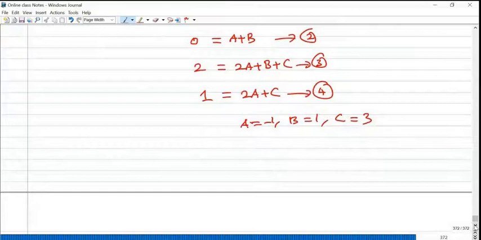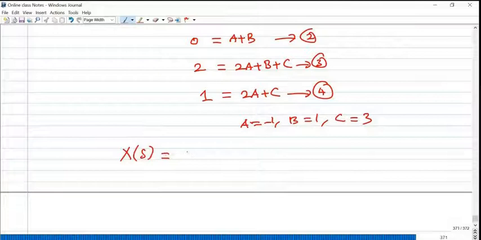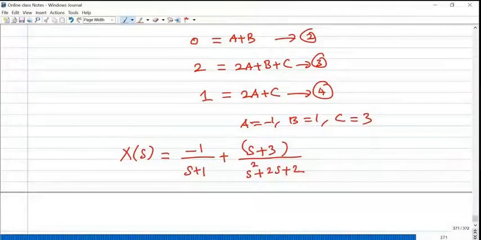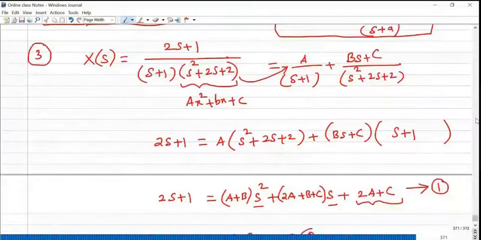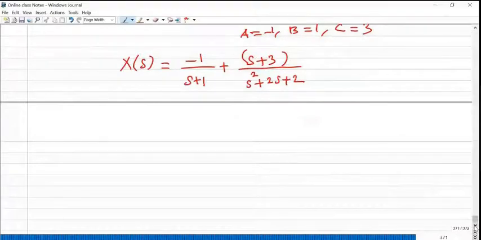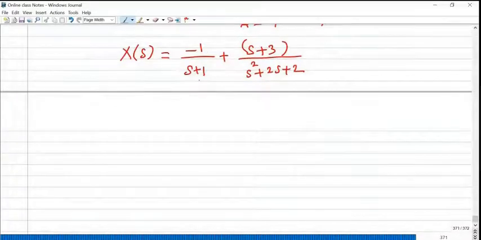Right. Now rewrite your X of s again. X of s equals minus 1 over s plus 1, next, bs plus c, with b value 1 and c value 3, so s plus 3, divided by s square plus 2s plus 2. Okay. Now 1 divided by s plus a, a formula is available.